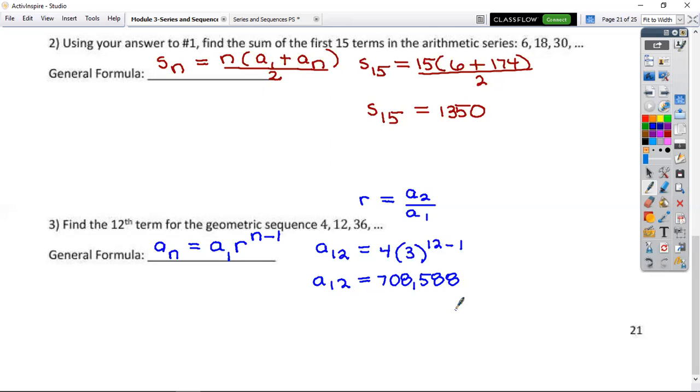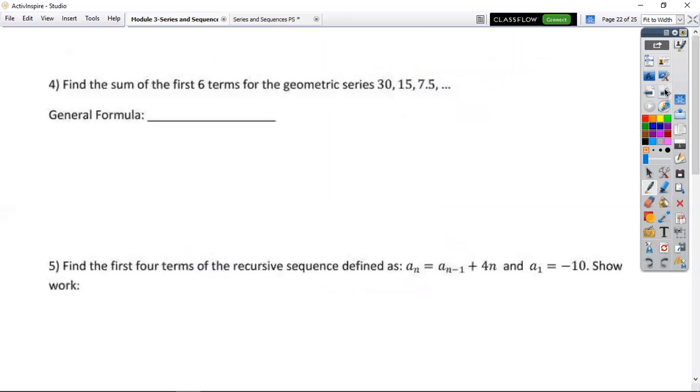Any difficulty on the front? Okay. So backside. Again, just good review of everything. Number 4, find the sum of the first 6 terms of the geometric series.